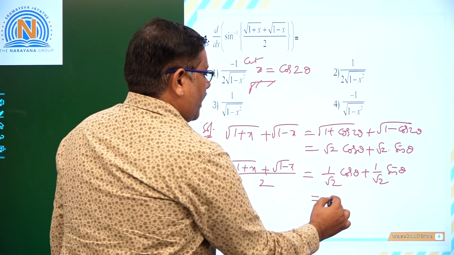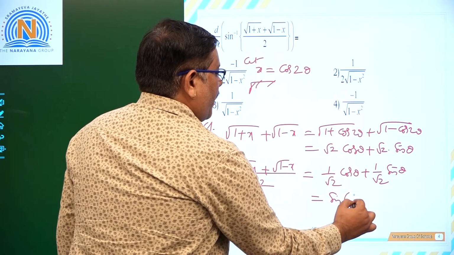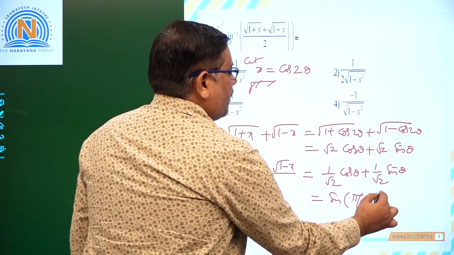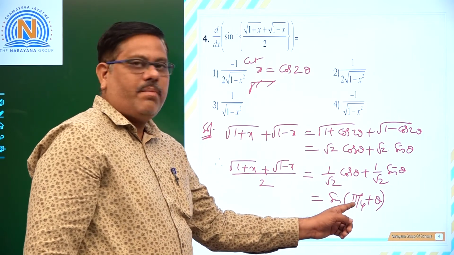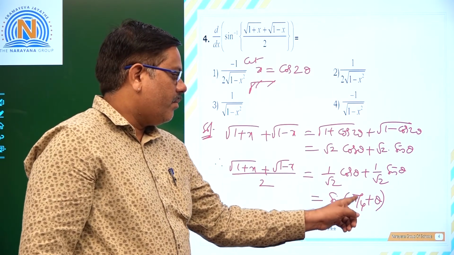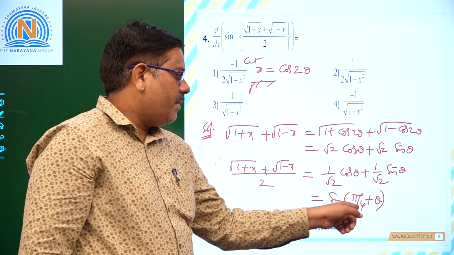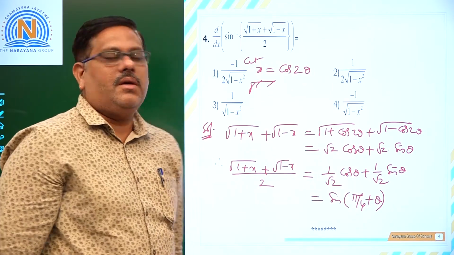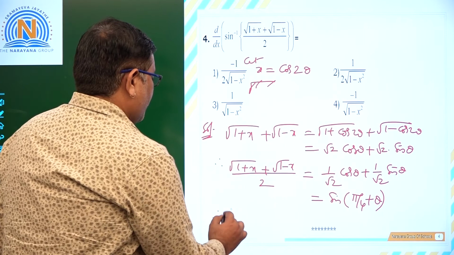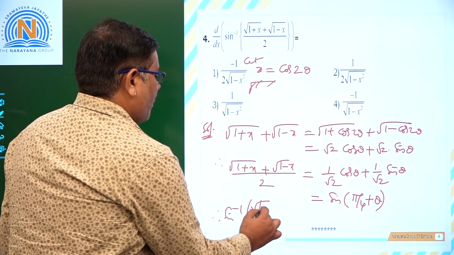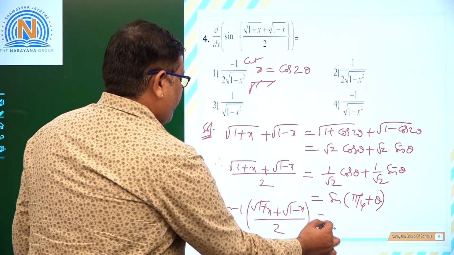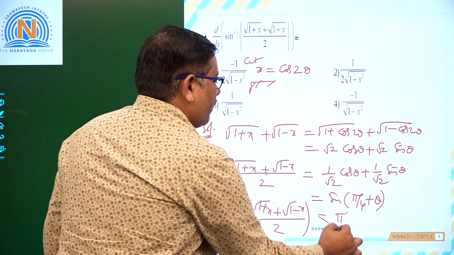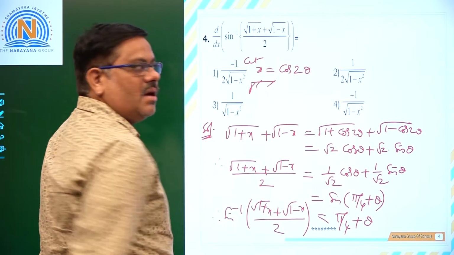Now it can be written as sin of pi by 4 plus theta, in sin a plus b form. If you write sin a cos b plus cos a sin b: sin pi by 4 cos theta, sin pi by 4 is 1 by root 2, cos theta, plus cos pi by 4 sin theta, that is 1 by root 2 sin theta. So the sin inverse of root over 1 plus x plus root over 1 minus x by 2 becomes sin inverse of that, which is pi by 4 plus theta.